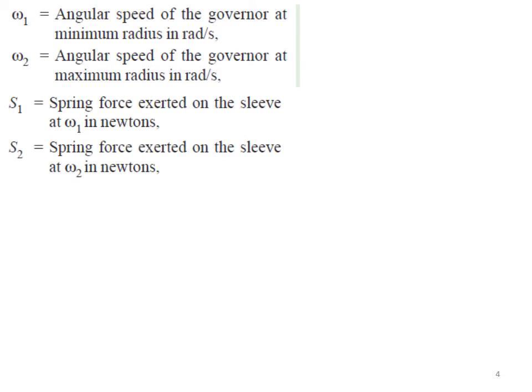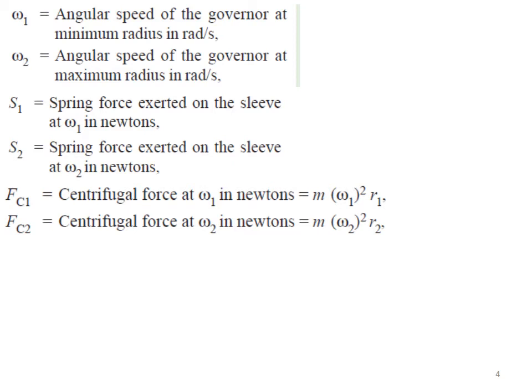So what is capital S1? Capital S1 is the spring force exerted on the sleeve at minimum speed. S2 is the spring force exerted on the sleeve at maximum speed, that is at maximum position. S1 and S2 are expressed in terms of newtons. So what is FC1? FC1 is the centrifugal force at its minimum position. FC2 is the centrifugal force at maximum position in terms of newtons.